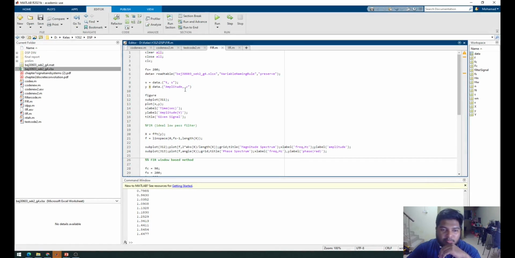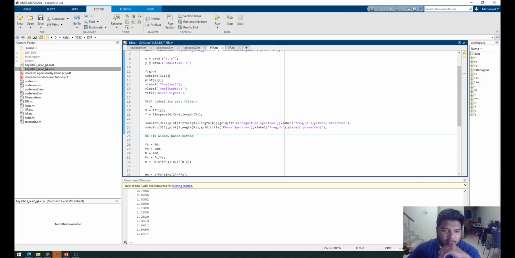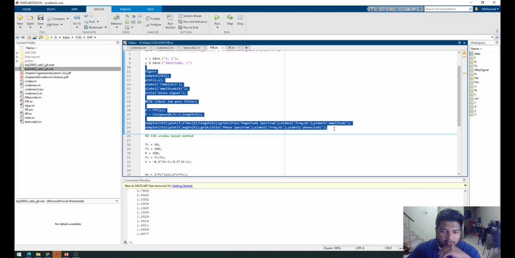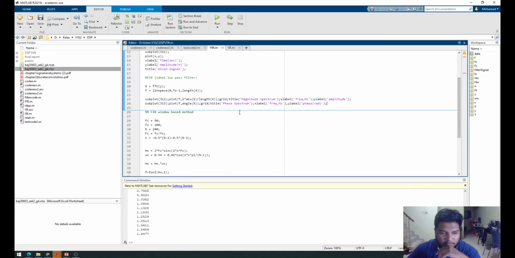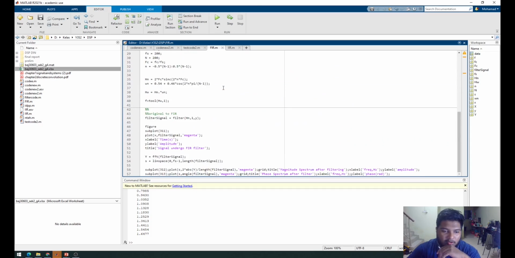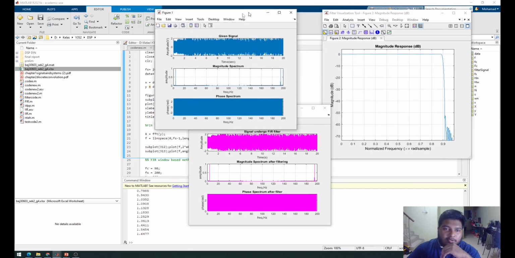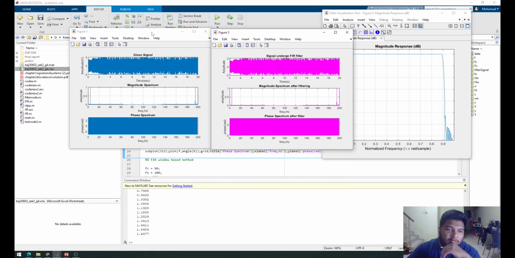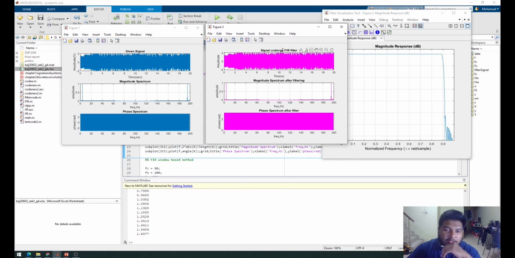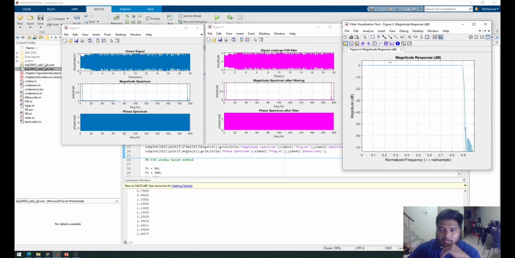Here is the MATLAB code for FIR. As you see here, this is the data from the Excel, and this is the first plot for the original signal, and the magnitude and the phase spectrum. So now we're going to run all of this code. As you see here, the first one is the original signal from the given data, and the second one, this magenta color, is the processed signal, the filtered signal, and here is the magnitude response of the signal.